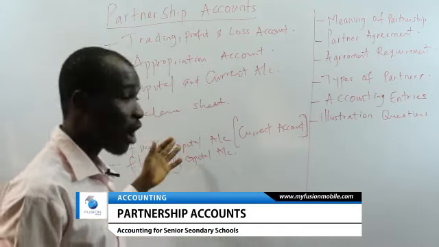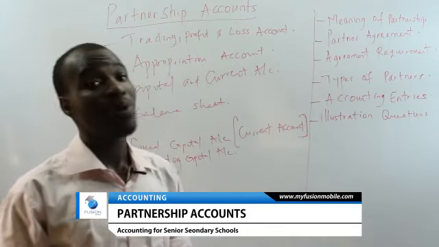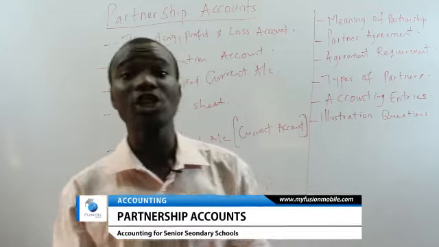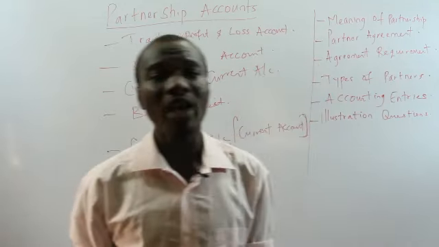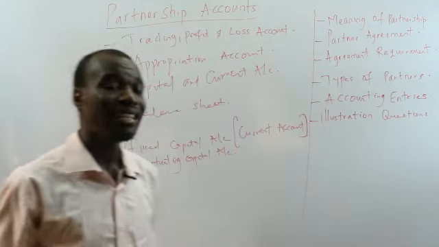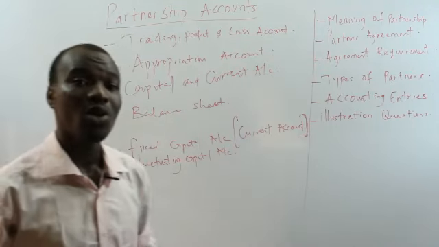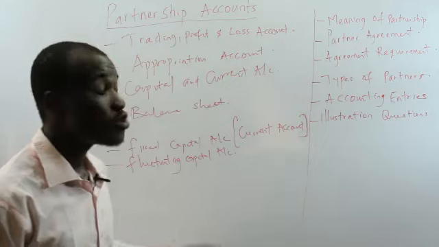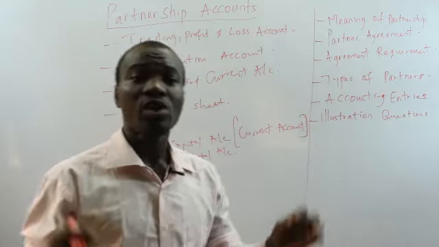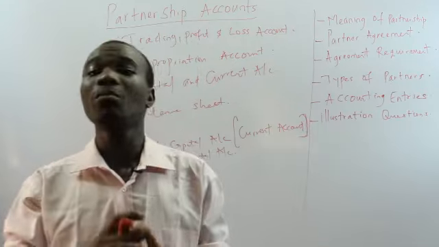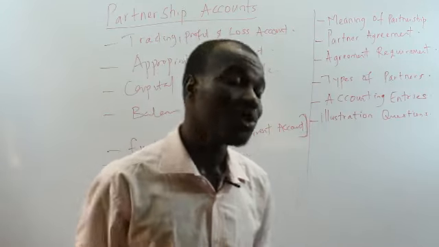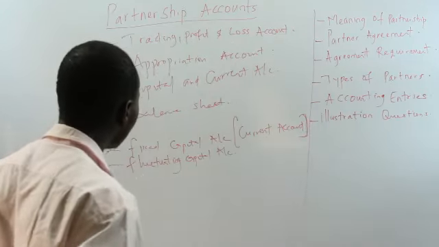If the capital of the partners is fixed, we are going to prepare another account. All those adjustments will be taken entirely to another account, which is the current account. But if the partner desires to maintain a fluctuating capital account, what will happen? All of these adjustments will be taken to the capital account. It will not be taken to any form of external account within the period. So we've spoken about that.